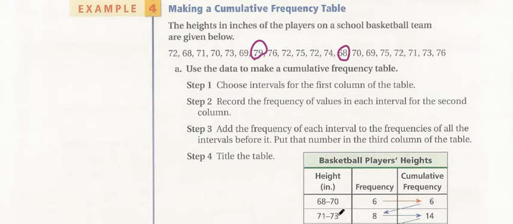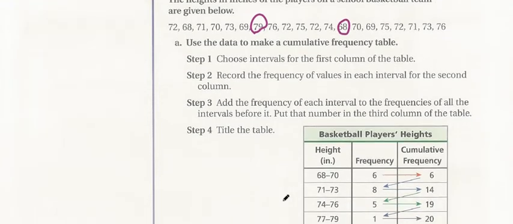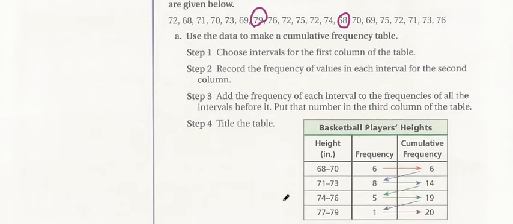I'm going to write my intervals. The first interval starts from 68, with 3 values in each interval: 68, 69, 70. Then the second interval, 71, 72, 73, from 71 till 73. Then 74, 75, 76. Then 77, 78, 79.